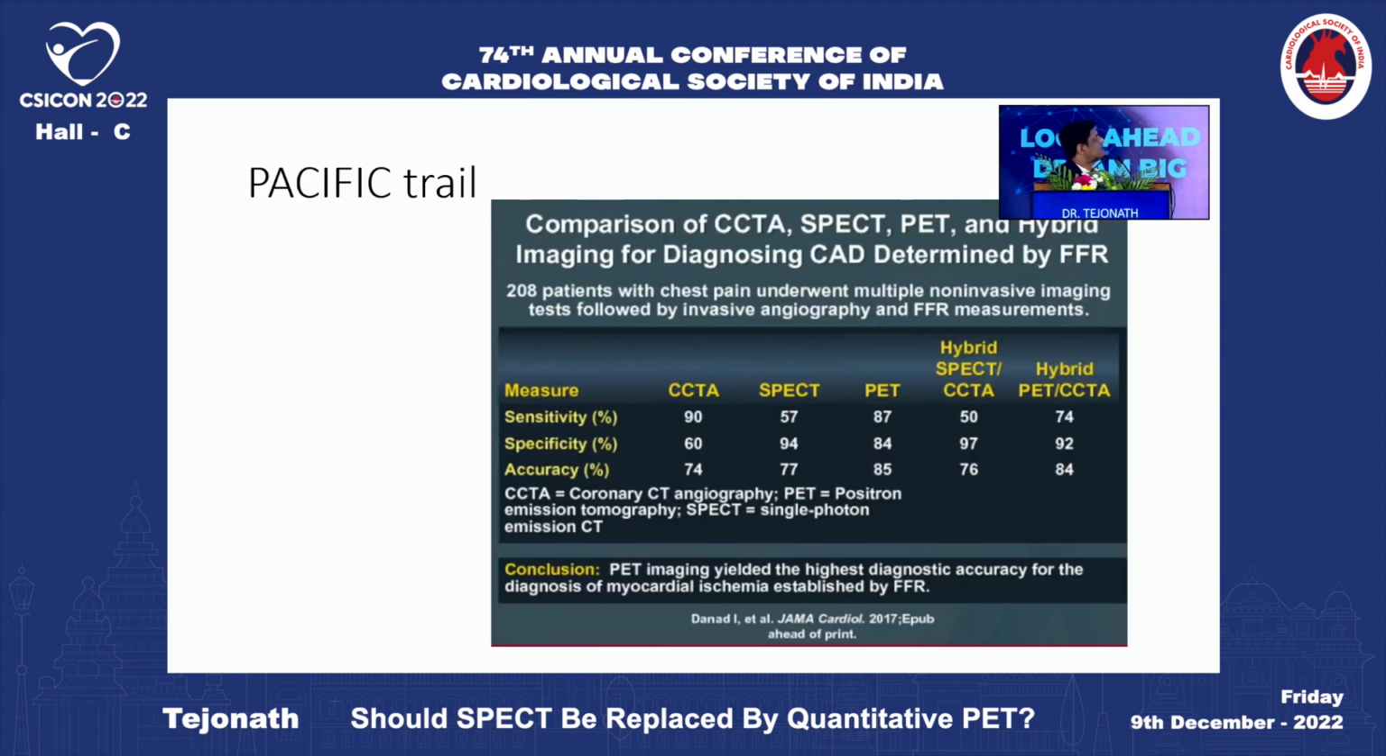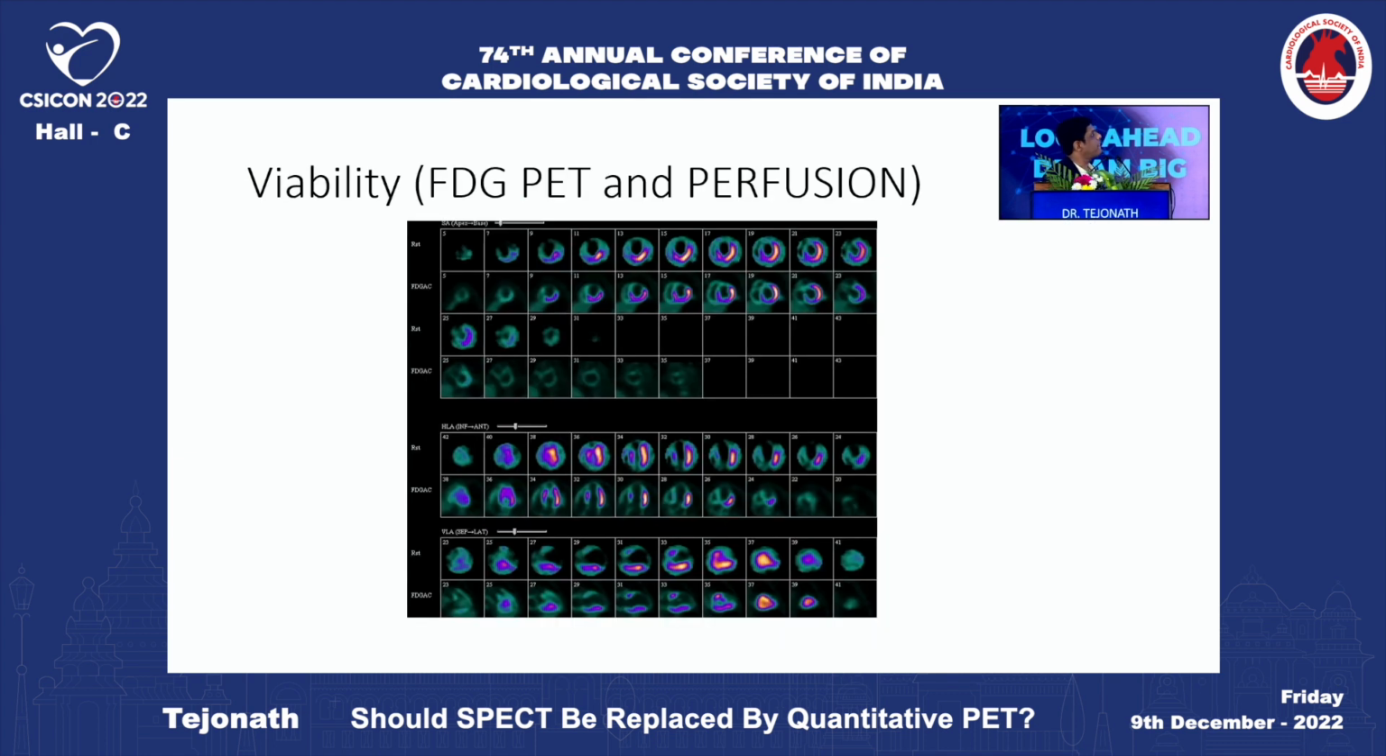This was one of the PACIFIC trials, a randomized controlled trial, in which only O15 water was used. It showed the advantage of PET over SPECT, and in some settings in accuracy it is better than CT coronary angiography. PET imaging has yielded the highest diagnostic accuracy for the diagnosis of myocardial ischemia established by FFR.